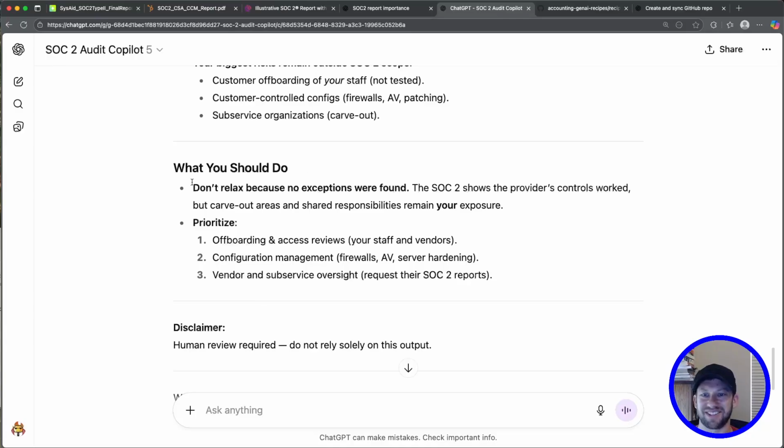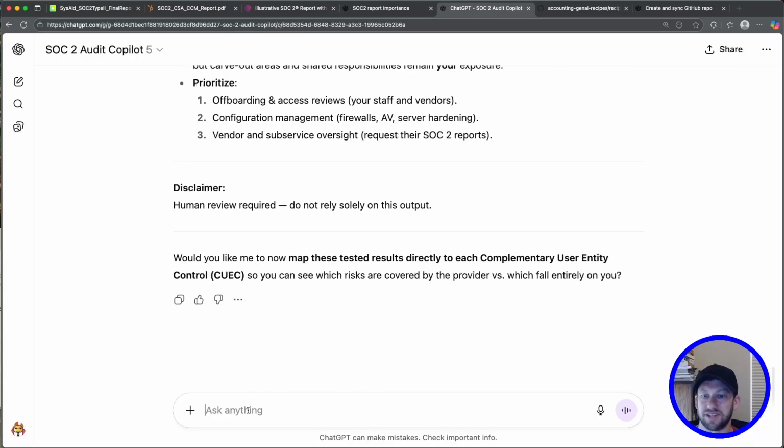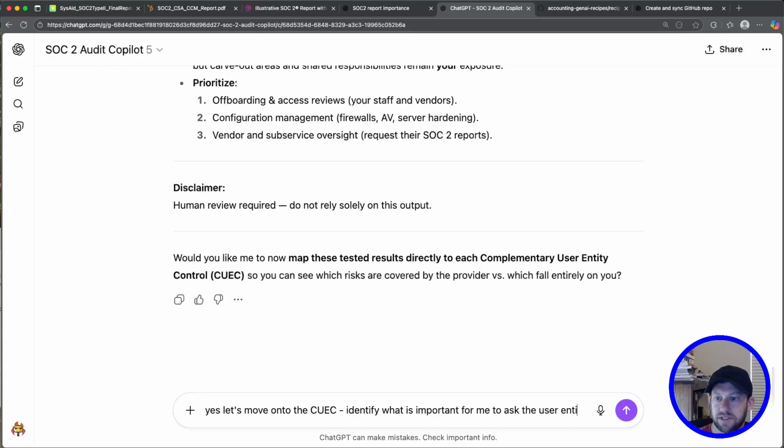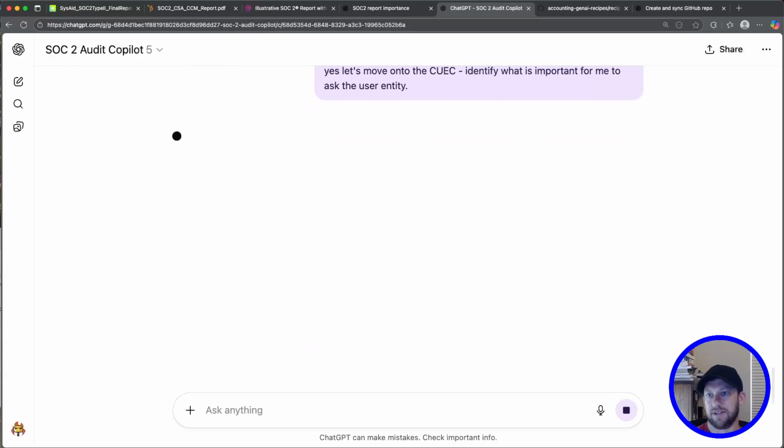But I like what this says. Don't relax because no exceptions were found. The SOC 2 shows the provider's controls worked, but carve-out areas share responsibilities. So yes, let's move on to the CUEC. Identify what is important. I'm going to ask the user entity controls. So let's see what it gives me here.